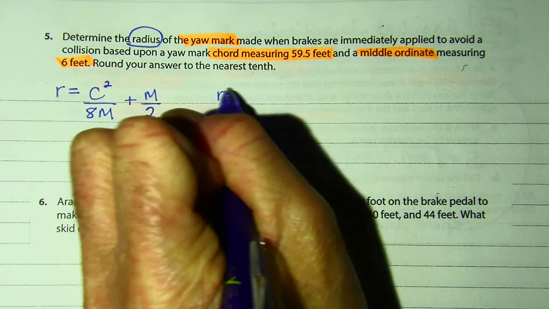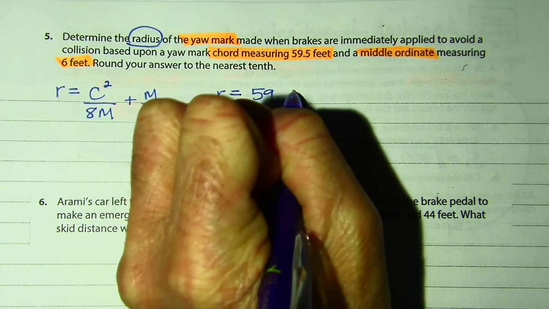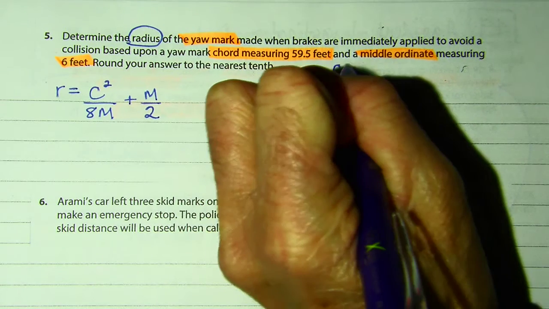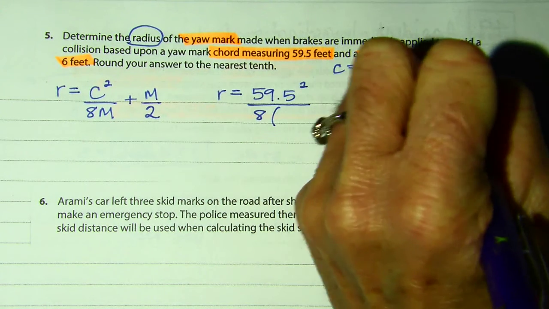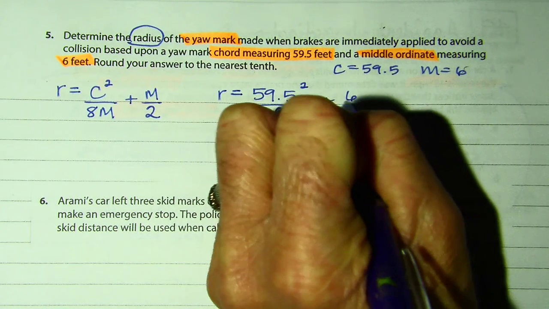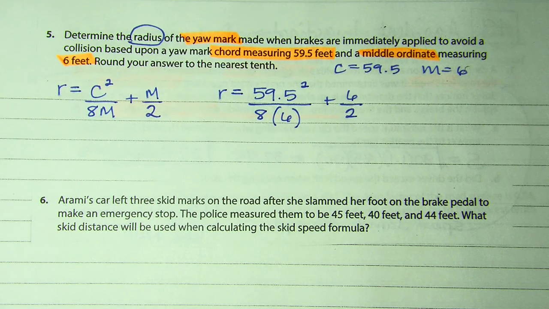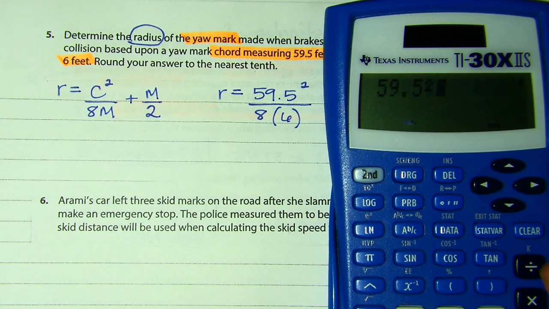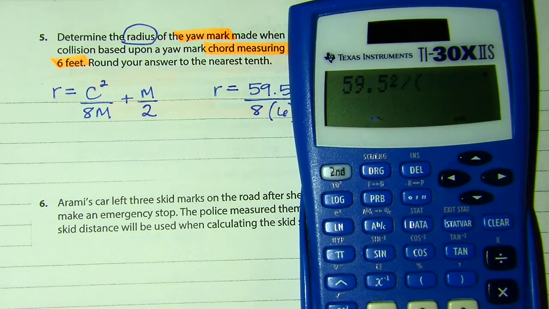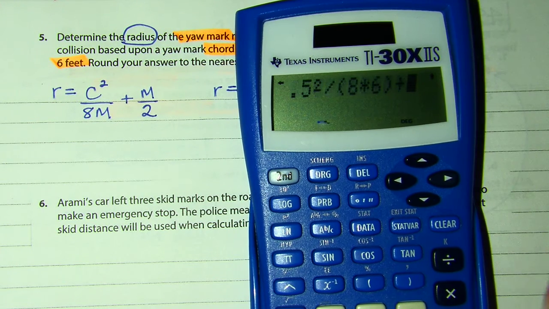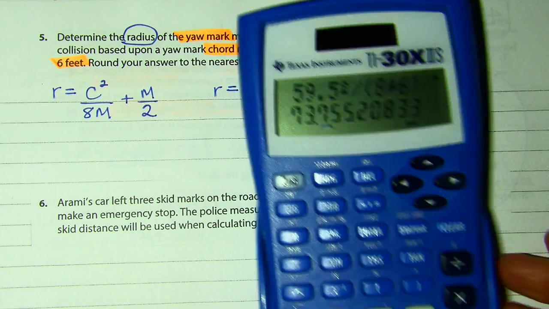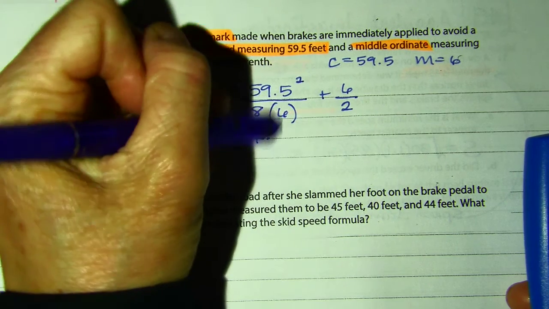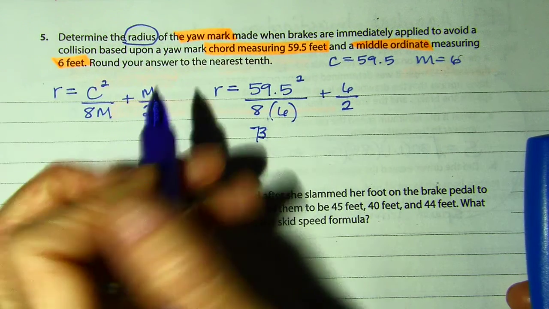So I'm going to plug in what they gave us. They gave me a chord, C, of 59.5, divided by 8 times, they told me M. So what they gave me C is 59.5, and they told me M is 6. And so that's what I'm plugging in. So I plugged 6 in for M and 59.5. So I'm going to simplify this. I'm going to do the left first. So 59.5 squared divided by, in parentheses, 8 times 6. Whoops. And so I get 73. Whoops, 73. My bad. 73.70.